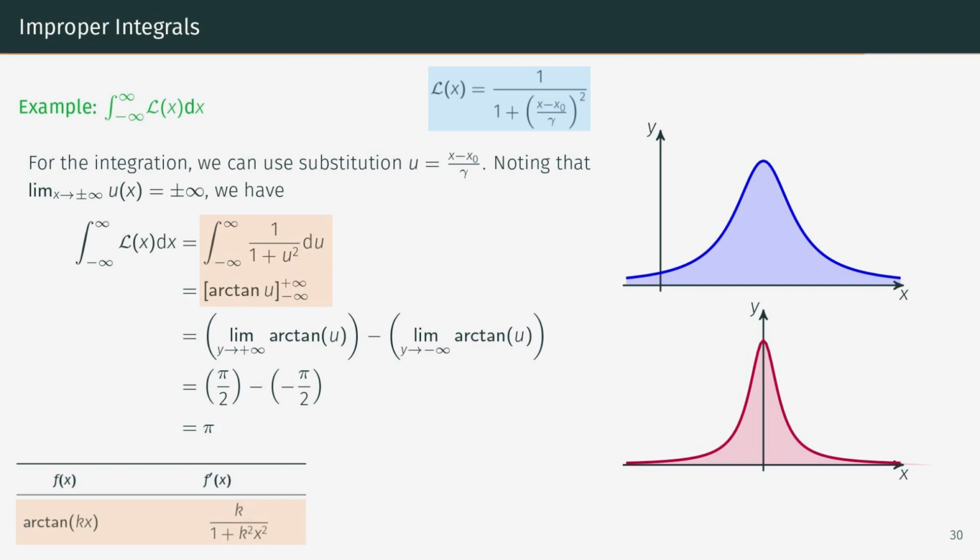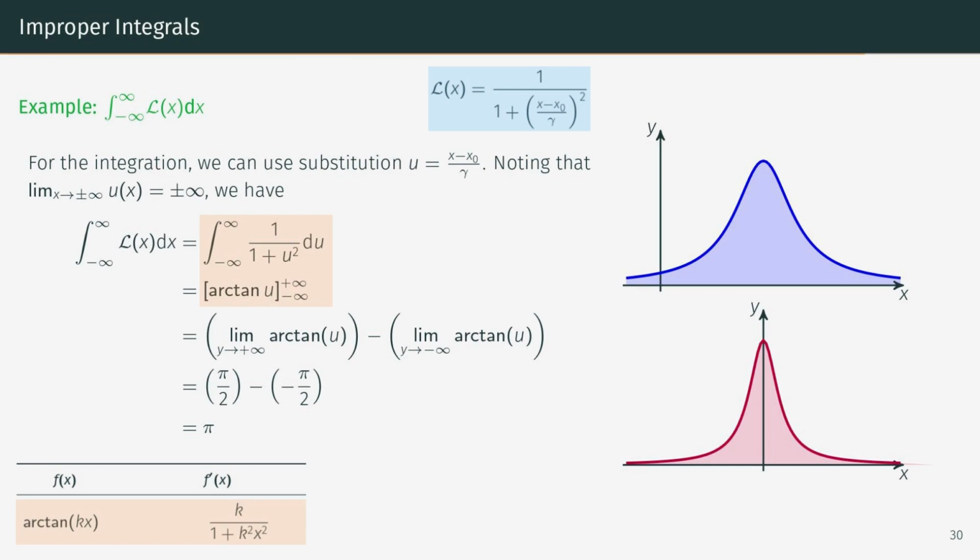For the integration, we can use the method of substitution and let u equal (x minus x naught) over gamma. Note that the limit as x goes to plus or minus infinity of u of x equals plus or minus infinity. So then, the integral of L of x dx from minus infinity to infinity equals the integral of 1 over 1 plus u squared du from minus infinity to infinity.